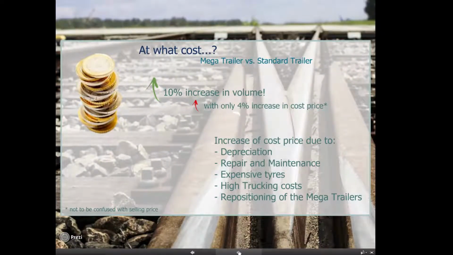So, what's the cost when we look at the comparison between a Mega trailer and a standard trailer? The cost to execute the transport of a Mega trailer increases by 4% compared to the cost price to execute the transport of a standard trailer. Though remember, this 4% additional cost guarantees 10% more volume. The increase in cost price is due to depreciation, maintenance and repair, expensive tires, trucking costs, and the repositioning of the Mega trailers.